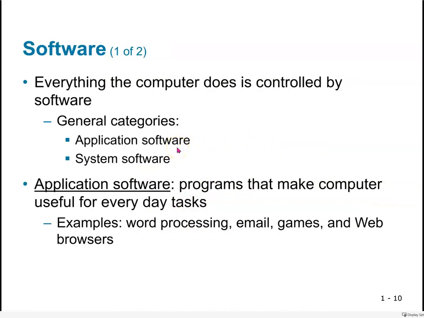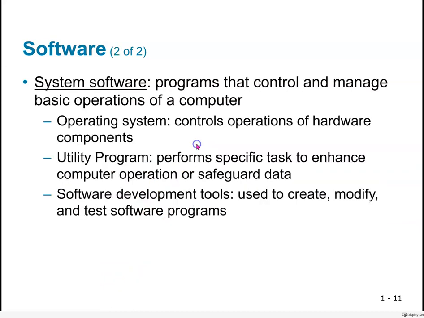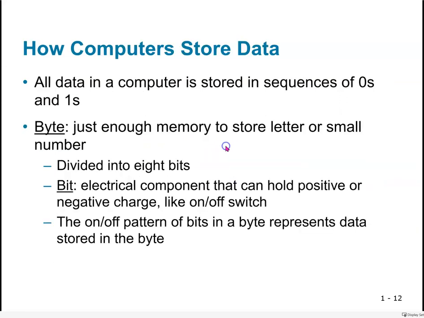Software: everything the computer does is controlled by software. Application software and system software. Application software is programs that make computers useful. Word processing, email, games, and web browsers, for example. Thousands of categories here. Additionally, system software is a program that controls and manages basic operations of a computer. An operating system controls the operation of the hardware, for example.